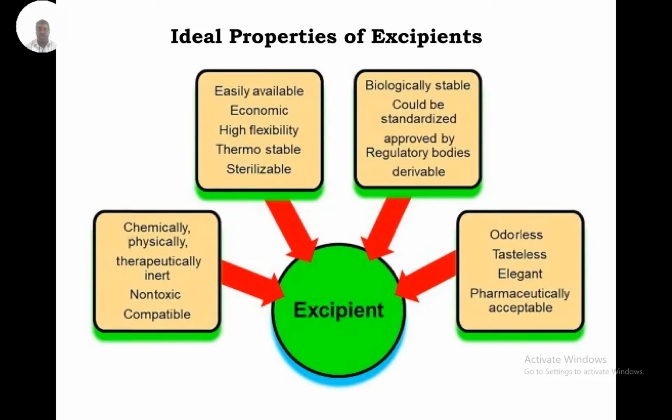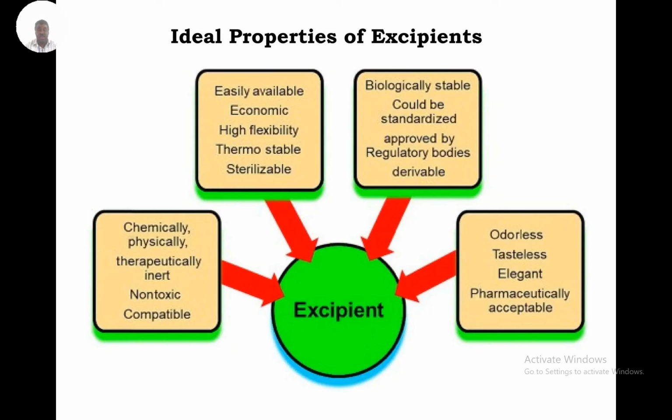Okay. And what are the ideal properties of an excipient? First, they are chemically, physically, and therapeutically inert, non-toxic, and compatible. The excipient should not have any incompatibility with the active pharmaceutical ingredient, and it should be chemically, physically, and therapeutically stable. It should not produce any toxic effect, and it should be compatible with the other excipients and the API in the cosmetic formulation. Next, it should be odorless, tasteless, and elegant. We already know cosmetics should be elegant preparations. So the excipient should be odorless, tasteless, elegant, and pharmaceutically acceptable.